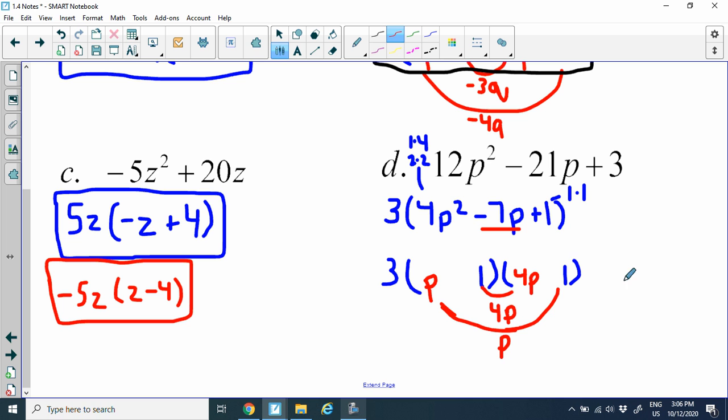No. Now here's the thing, if we switched it, because our 1 and 1s are exactly the same, we just get the same answer. So that means we couldn't actually factor the 4p squared minus 7p plus 1 anymore. So this would be our final answer, 3 times 4p squared minus 7p plus 1.